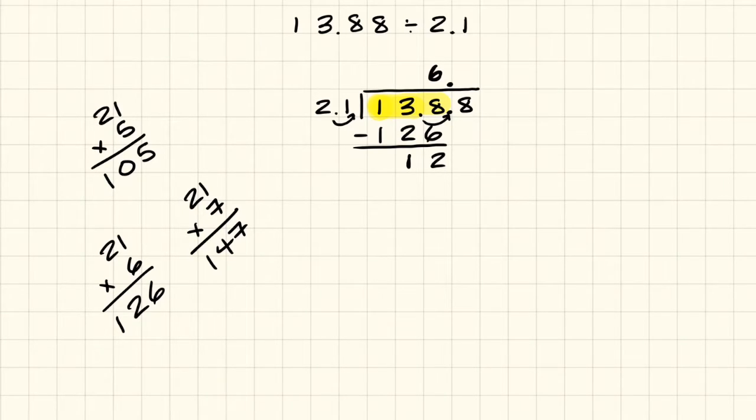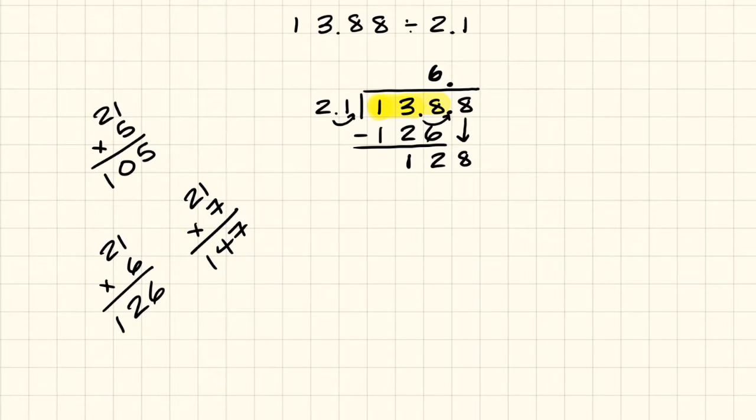And again, that quick quality check, I'm going to ask myself, is my difference down here, is that number less than my divisor? And yes, it is. 12 is less than 21. And now it's time to drop my 8 down. And so my 8 comes here, and then I start that process all over again.